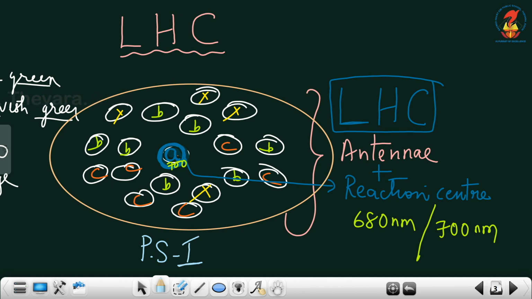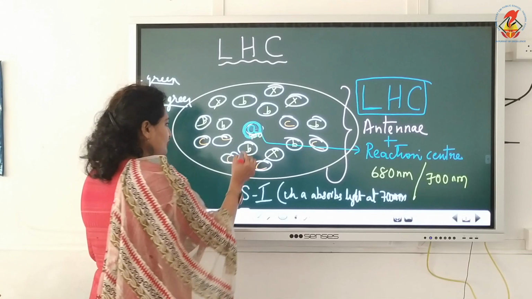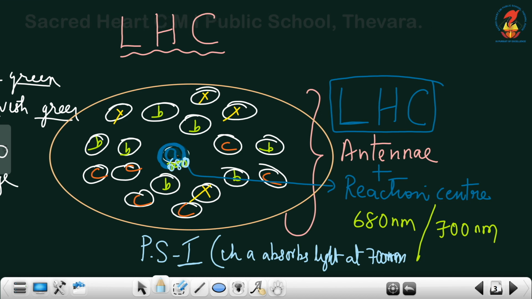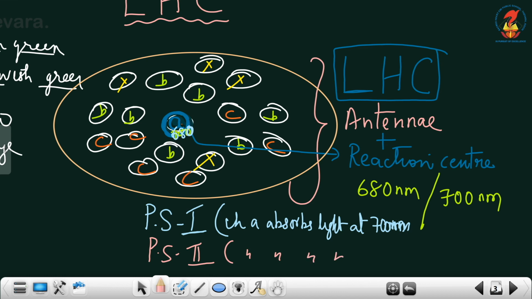PS1. Why? The specialty of photosystem 1 is that the reaction center chlorophyll A absorbs light at 700 nanometers. Clear? But the very same structure, if the chlorophyll A absorbs light at 680 nanometers, I am rewriting over it, 680 nanometers, then it becomes another photosystem called photosystem 2. There the chlorophyll A absorbs light at 680 nanometers.